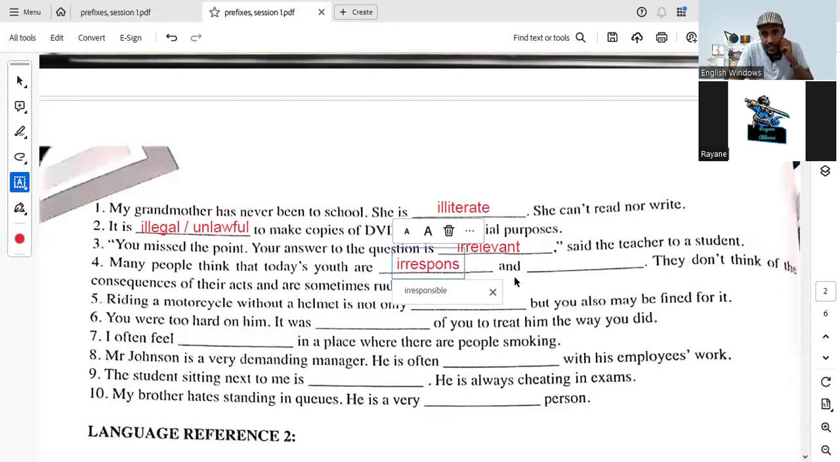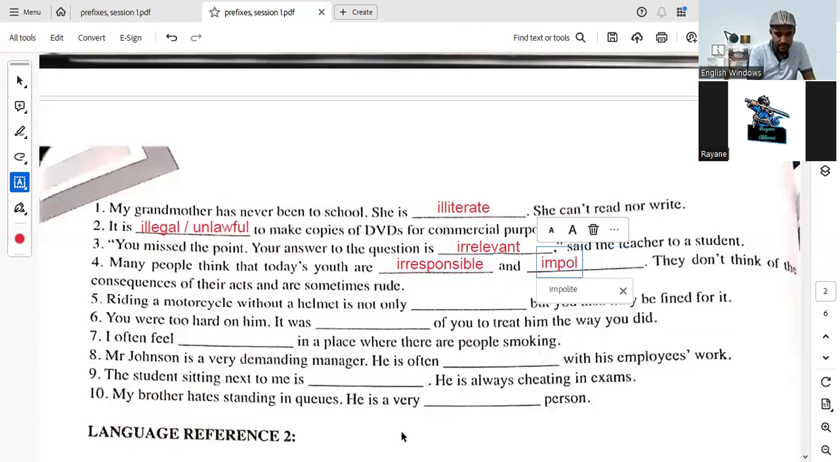Someone who doesn't think of the consequences of their acts, we say it's irresponsible. Great job, right? Irresponsible. And we have here the second part of the statement: they are sometimes rude. So it means impolite or disrespectful. Let's say impolite, right? I think this one is straightforward. Well, impolite, good.